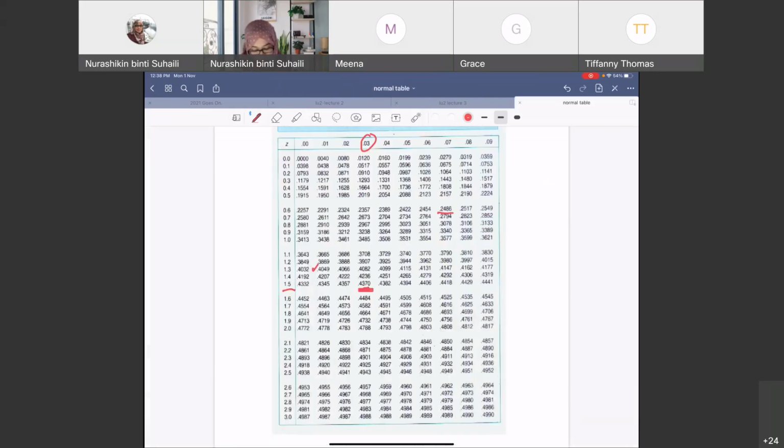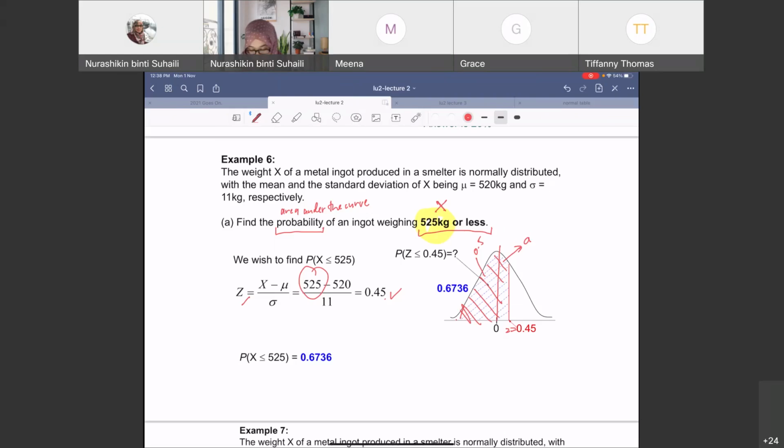And go to the table. 0.45 is 0.1736. So this one is 0.1736, right? So it means that the whole area here, 0.5 plus 0.1736, that's 0.6736. Okay, that's how you solve it.